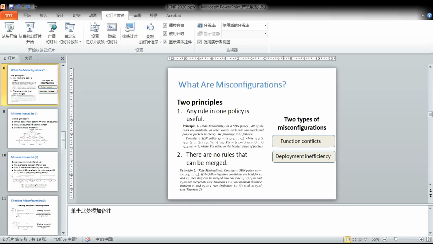In the same slide, you talk about deployment inefficiency. Could you elaborate a little more on what you mean, not what you mean by deployment inefficiency, but what inefficiencies you're looking at from a deployment perspective? Inefficiency means generating redundant rules in this paper.